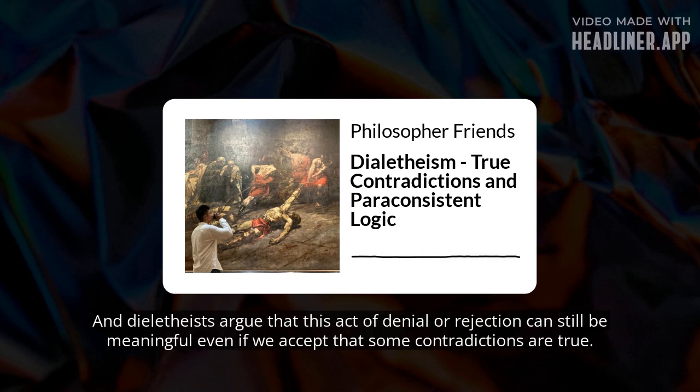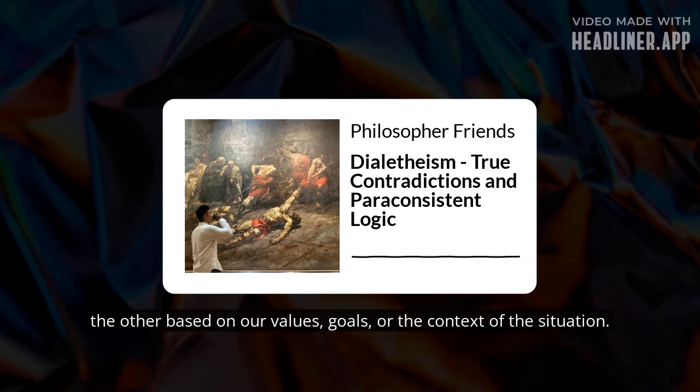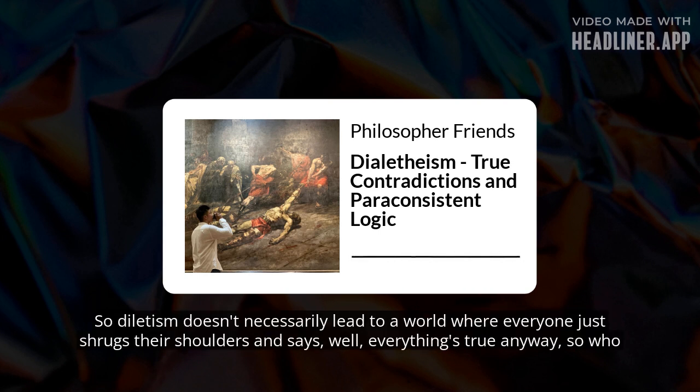Exactly. And dialetheists argue that this act of denial or rejection can still be meaningful even if we accept that some contradictions are true. They might say that even if a statement and its negation are both true in some abstract logical sense, we can still choose to deny one and affirm the other based on our values, goals, or the context of the situation. That makes sense. So dialetheism doesn't necessarily lead to a world where everyone just shrugs their shoulders and says, well, everything's true anyway, so who cares?